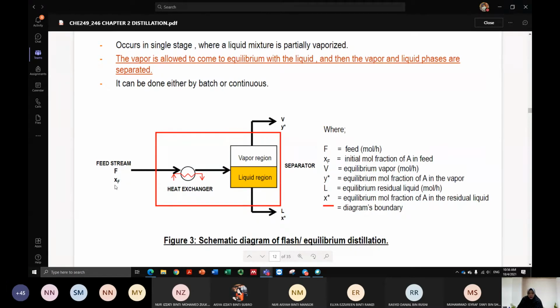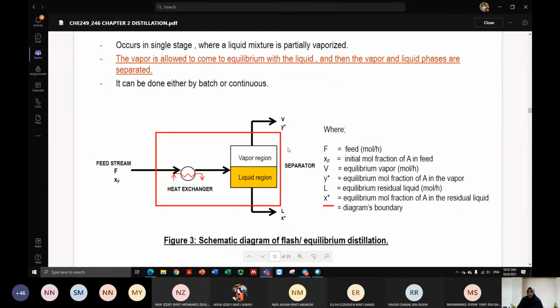So since we are referring to A only here, therefore the Y star here will represent Y star for the A component. And X star here represents X star for A. All right, so if you know the X star for A, you know XA, you should know your XB here in this case, because you only have two components in the mixture. Using the mole fraction equation, XA plus XB equal to 1. So you know XA, you should know XB.